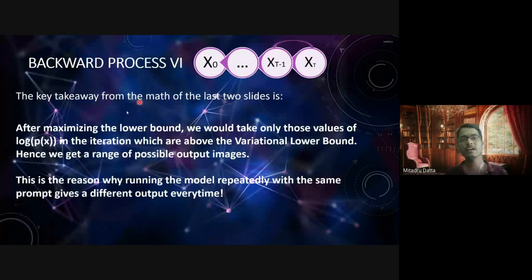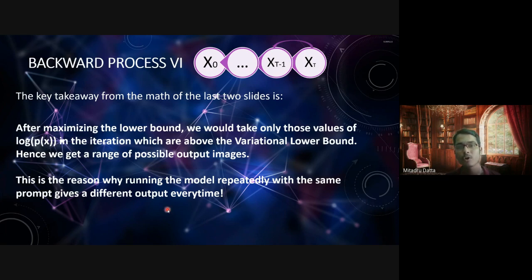So the key takeaway from the math of the two slides was that after maximizing the lower bound, we could only take those values of log of p(x) in the iteration which are above the variational lower bound. Hence, we get a range of possible output images. So this is basically the reason why running the model repeatedly, even with exactly the same prompt, would give us a different output every time.